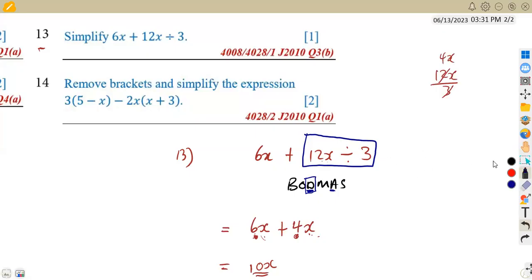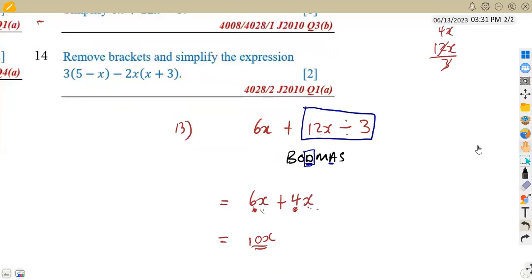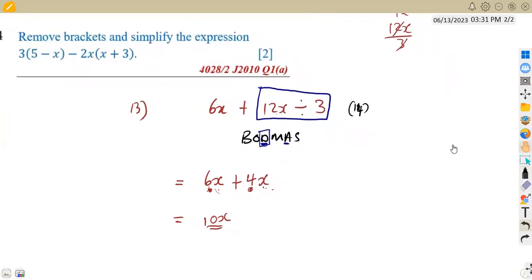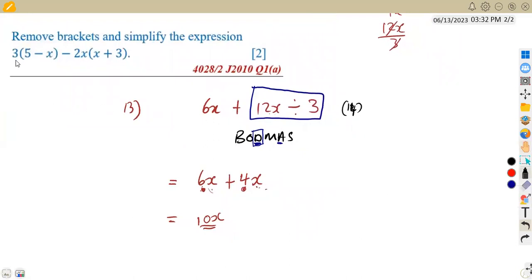Then number 14 is the same concept again. Just expand, the same concept we applied in the other questions that we had before. They were given to simplify, or to evaluate, or to remove brackets and simplify the expression. So we're going to expand directly according to what we have in this case. All right, so 3 is going to multiply everything. 3 times 5, so this will be 15. 3 times negative x, this is the same as negative 1x, so that will be minus 3x.